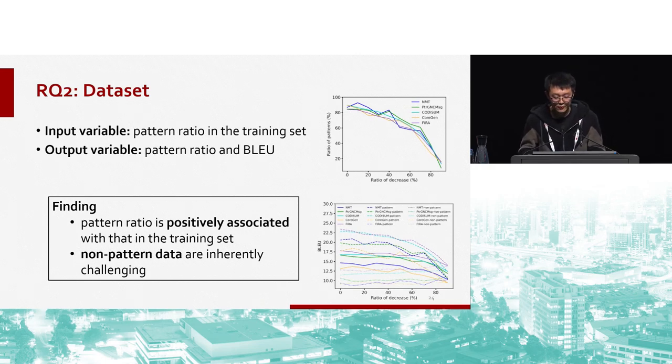And in the bottom figure, we can notice that with the decrease of the pattern ratio in the training set, the training data for pattern messages becomes insufficient, and the BLEU on pattern messages decreases gradually. However, even though we remove the influence of the pattern messages, the non-pattern messages still have poor performance, and the BLEU on the non-pattern messages remains unchanged. So the non-pattern data is inherently challenging for the models to learn.